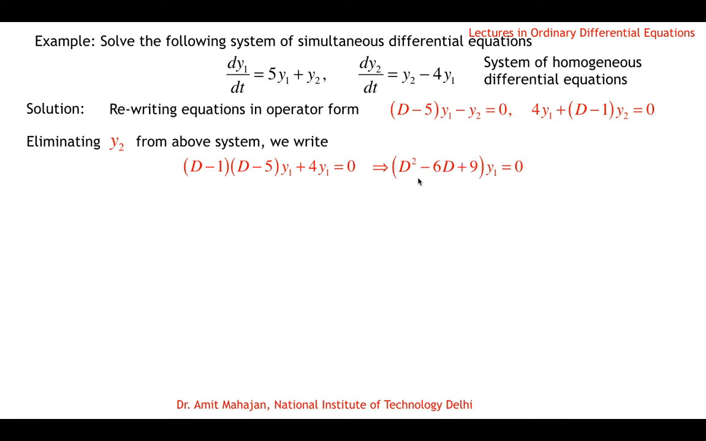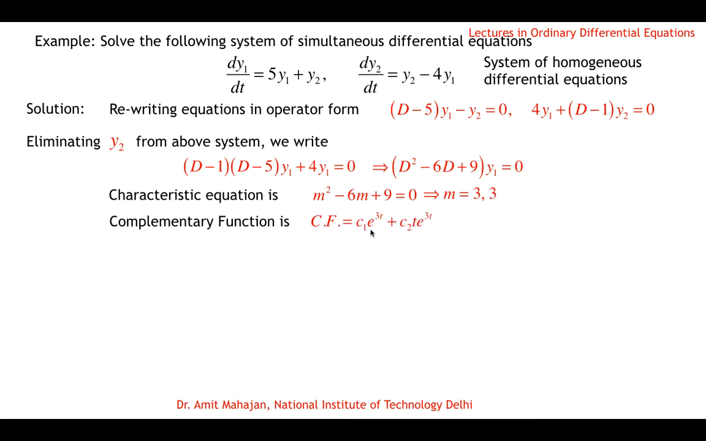We write the characteristic equation, which is m squared minus 6m plus 9 equal to 0. Find the two roots. Here it is a repeated root, 3 and 3, and for a repeated root we know how to write the solution. Solution is c1 e raised to power 3t plus c2 e raised to power 3t multiplied with t. So for a repeated root we multiply with the variable. So c1 e^(3t) plus c2 t e^(3t). And because it's a homogeneous system, the complementary function is also the complete solution because the particular integral is 0. So the complete solution is y1 equal to this complementary function only.